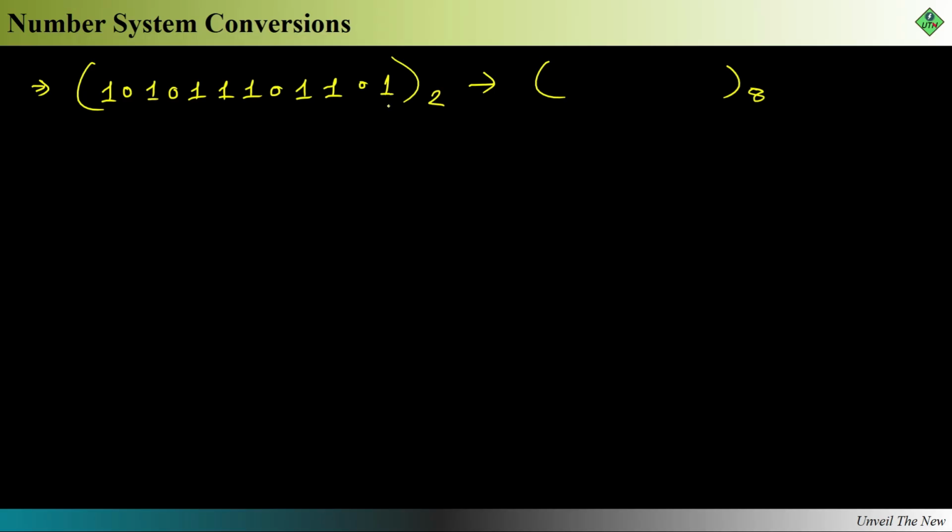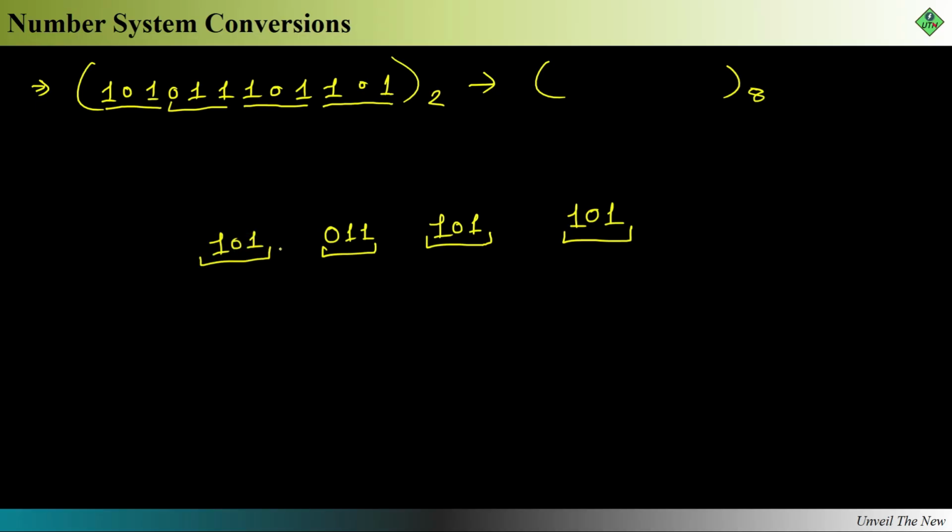So from the left, if you make groups of 3 digits, this will be your first group. I will write over here 101. This will be my first group. Then the second group again is 101. I will write it down over here. Then the third group is 011, so I will write over here 011. And the last group again is 101. That we will also write over here.